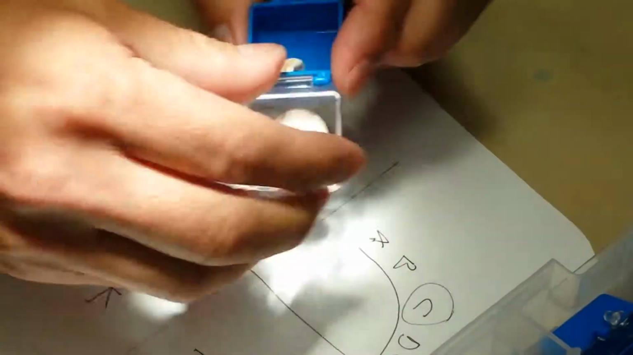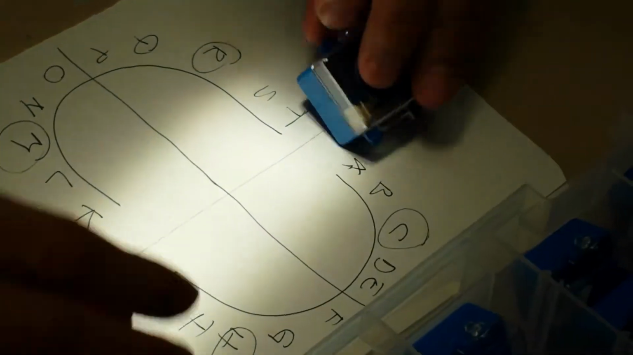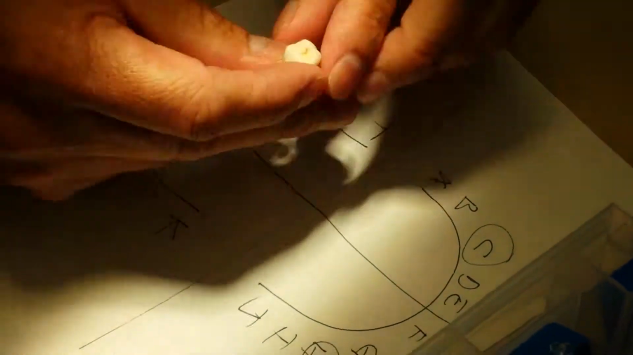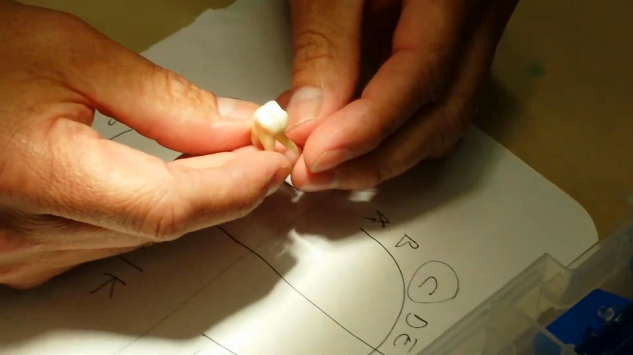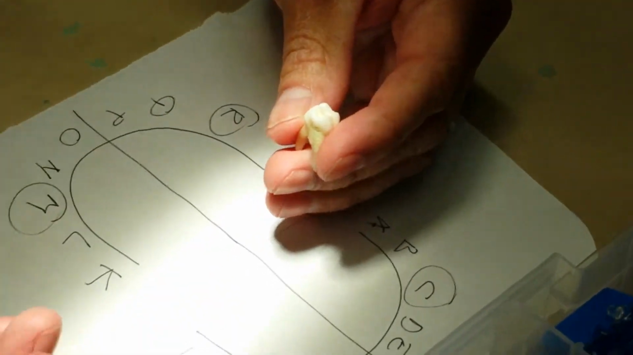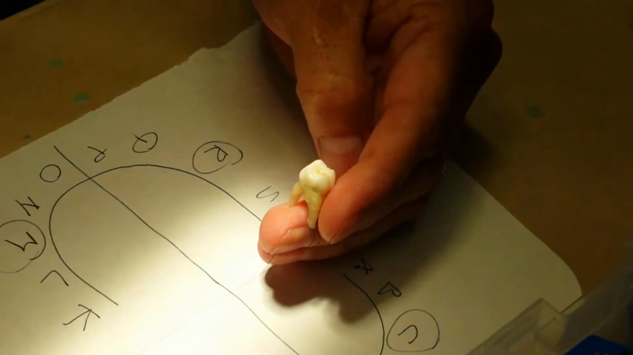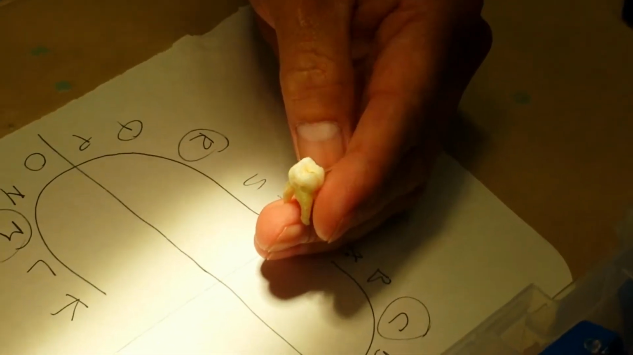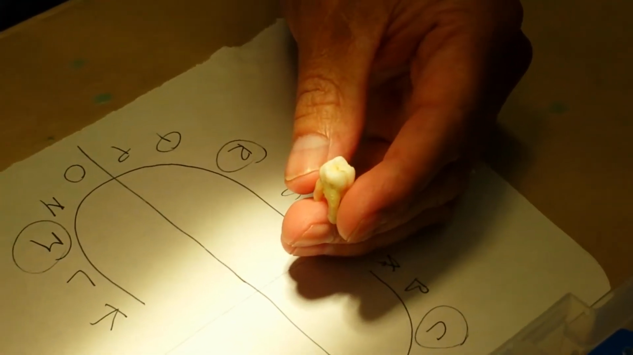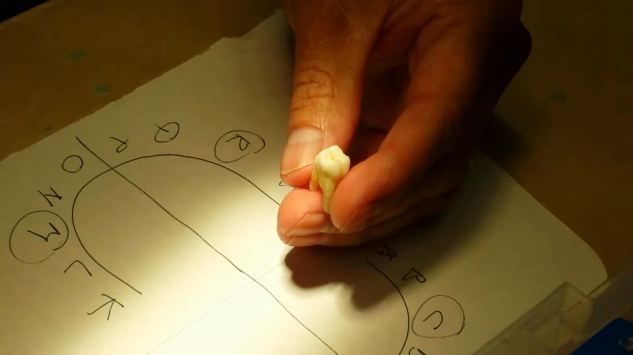Okay. Next one. All right, upper or lower? Upper. It looks like a first permanent molar, so that will be a second molar. All right, left or right? Which one is my mesial side?